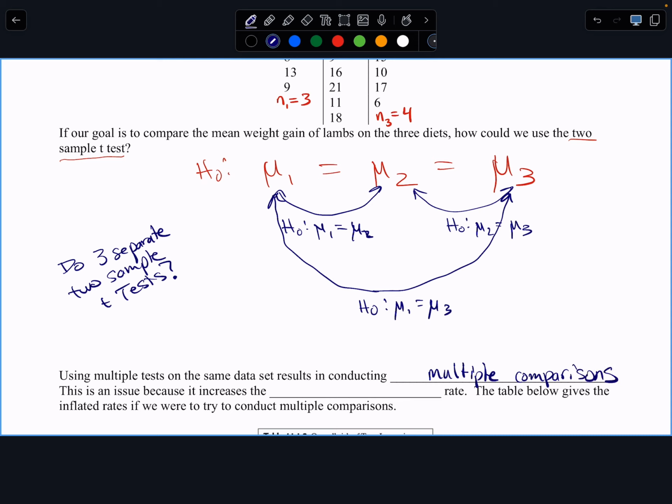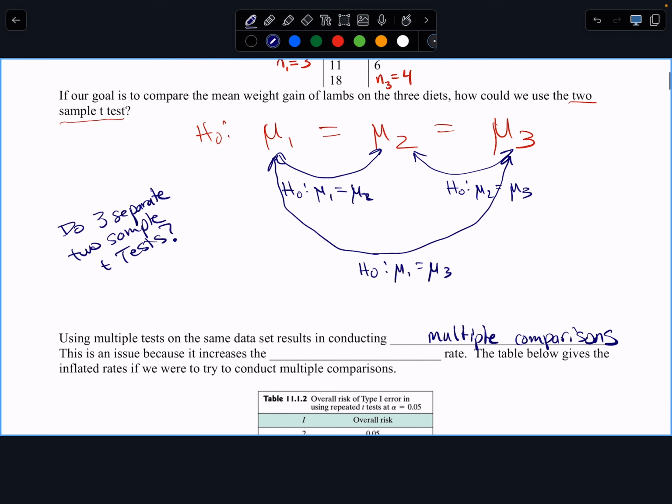All right. Now, what you'll find is that statisticians don't like multiple comparisons. We can do them, but we have to do some extra stuff in order to do them, because there is an issue. Doing multiple comparisons actually increases our type 1 error rate. It increases the type 1 error rate.